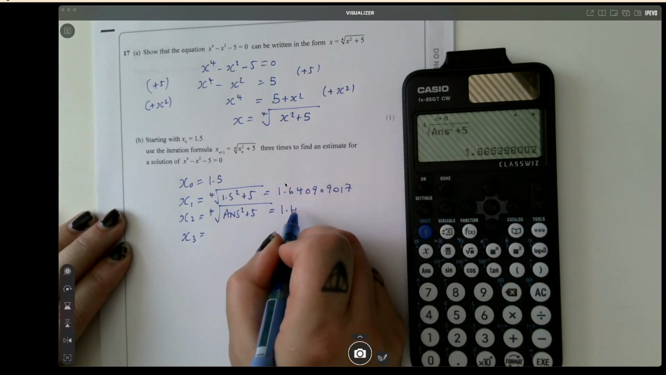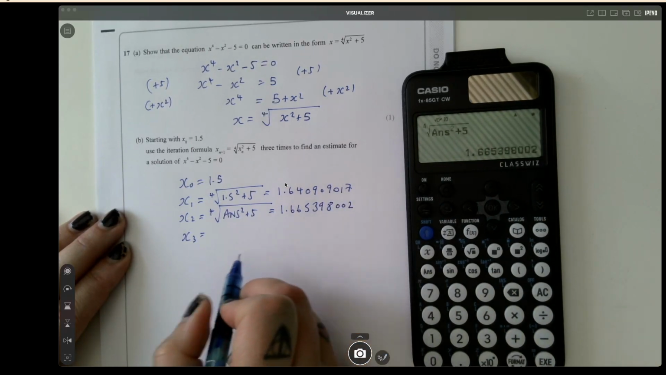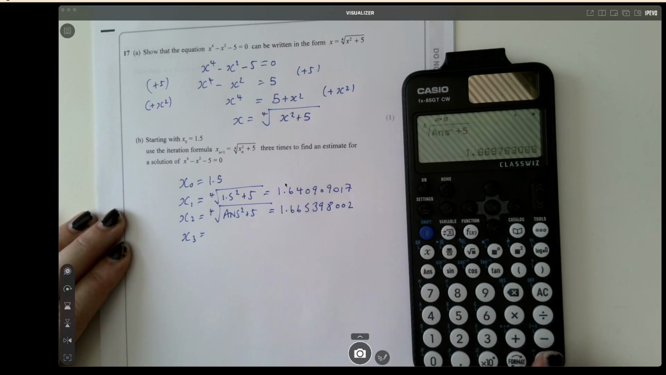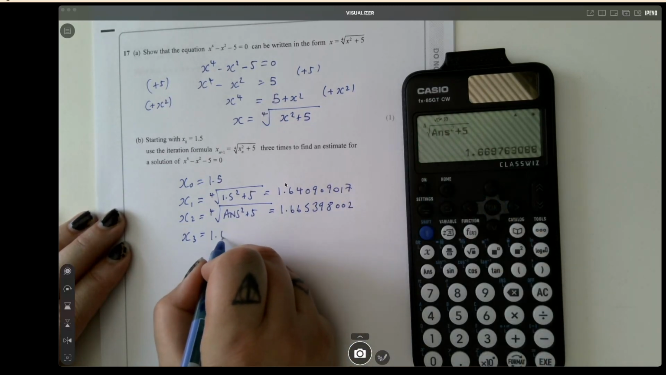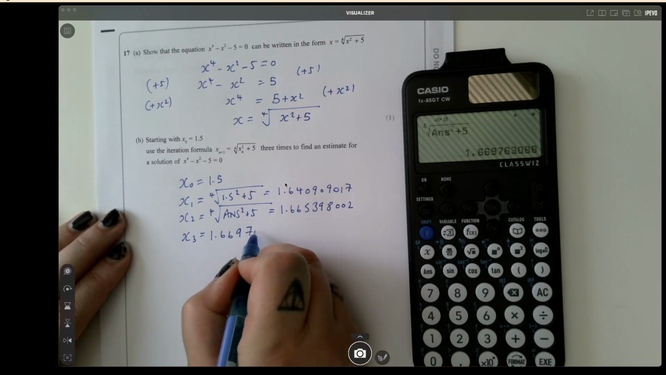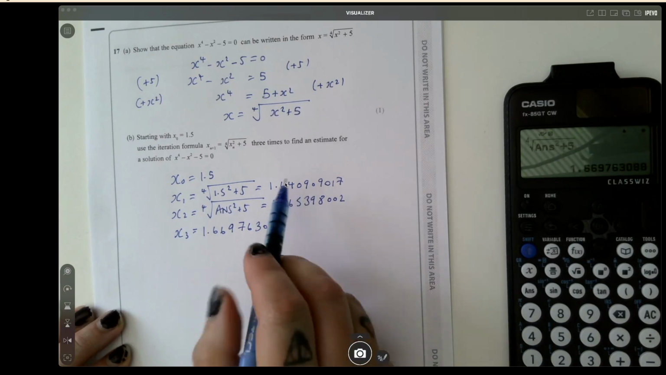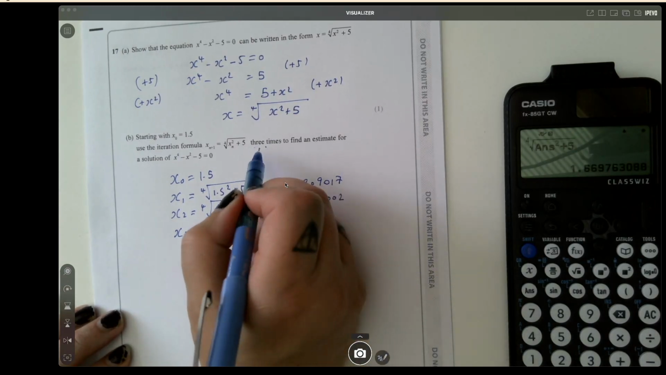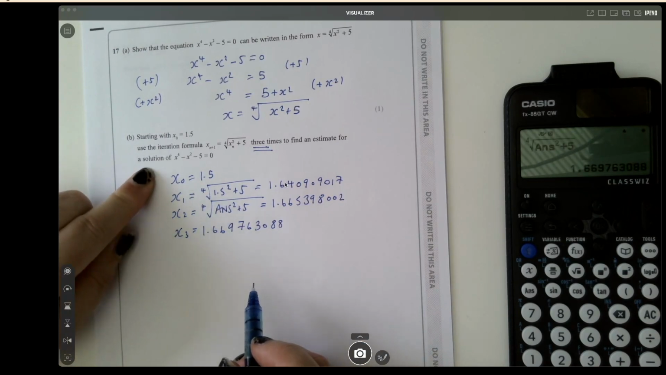So that's 1.665398002. So then to get the next one, I simply press equals because the answer button's in there. So that's 1.6697630888. So it wants us to use that iteration formula 3 times, 1, 2, 3, to estimate a solution.